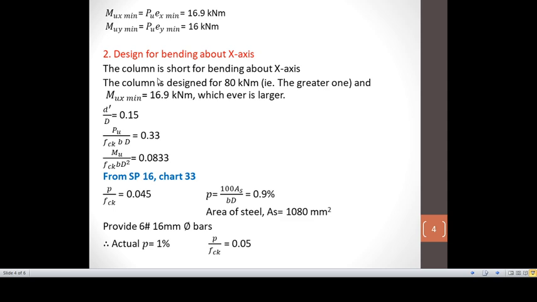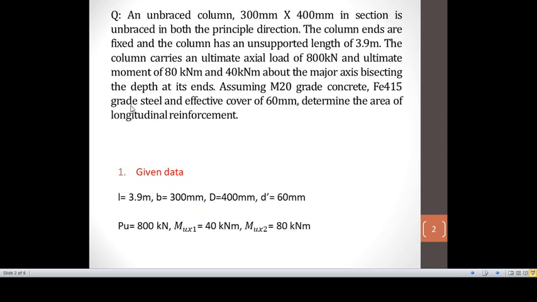So we need to design it as similar to a short column subjected to uniaxial bending. The column is designed for 80 kilonewton meter or Mux minimum, whichever is larger. As we told earlier, the column is subjected to external moments Mux1 and Mux2, which are 40 and 80. So whichever is the larger value, we will consider for the design. Among these two values at the two ends of the column, 40 and 80 are acting.